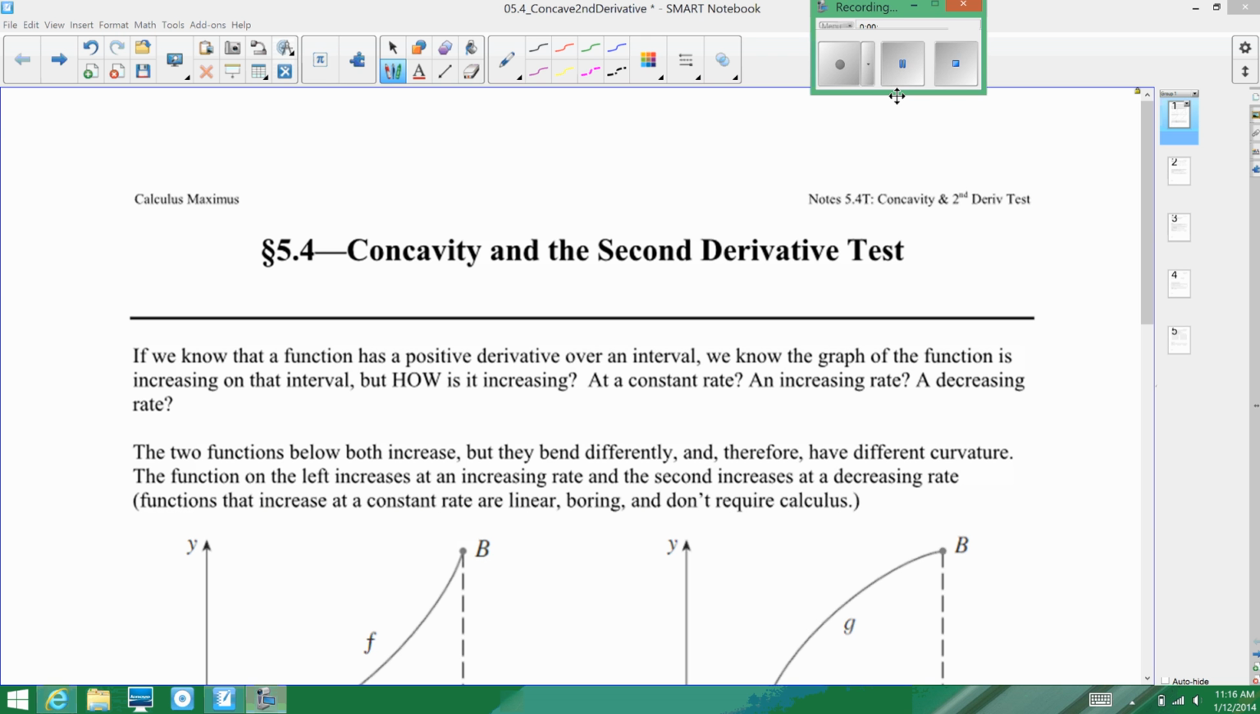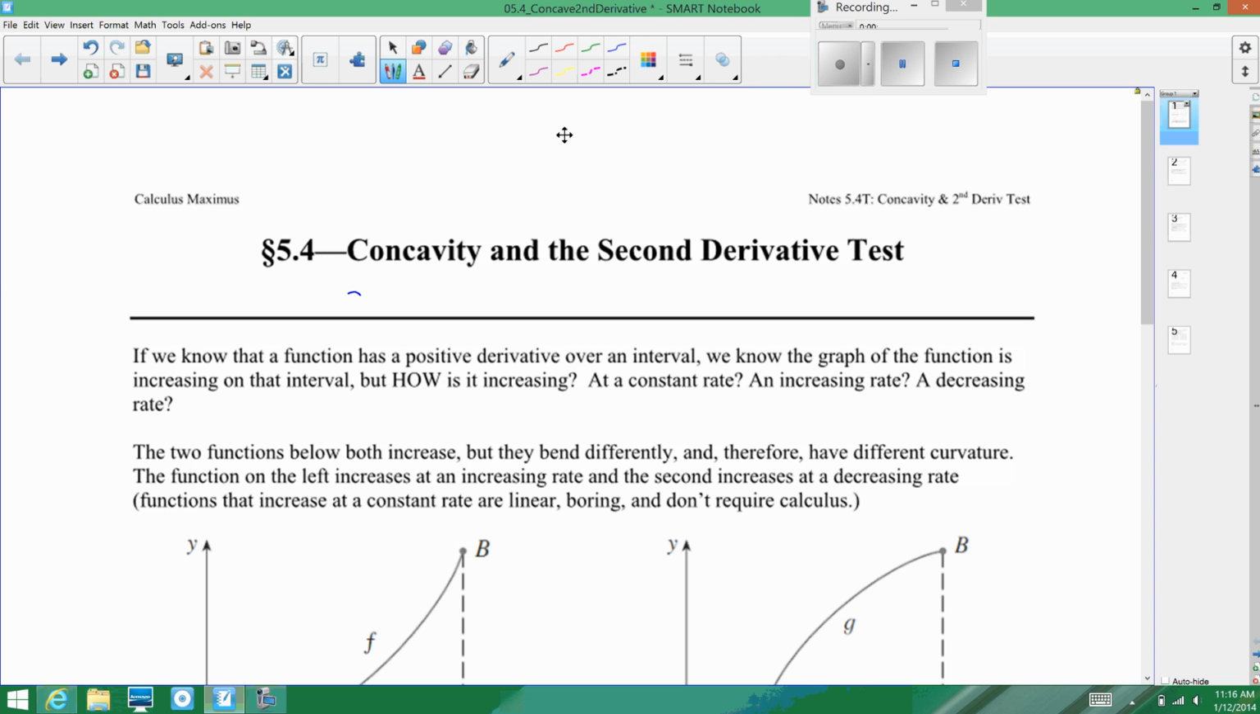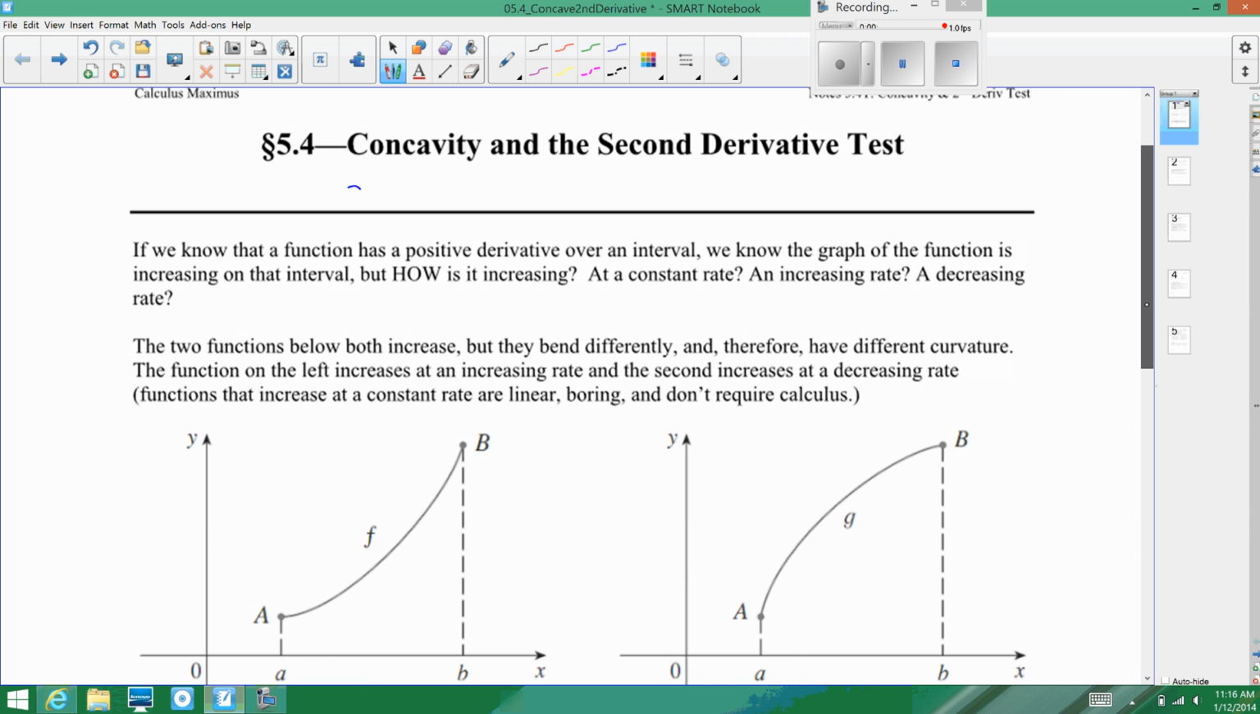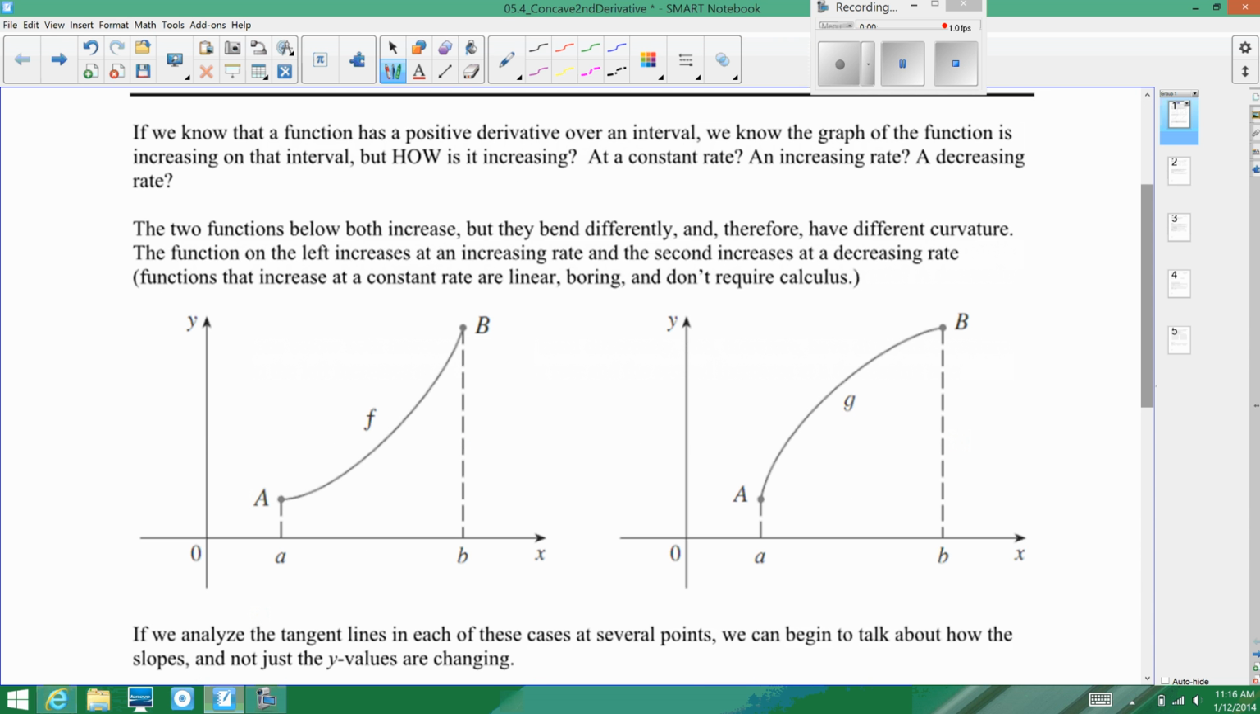All right, next section, concavity and the second derivative test. So we talked about the first derivative test last week, and that tells us where we have relative extrema. We're going to continue and look at some different ideas. We can tell where a function's increasing or decreasing by analyzing the first derivative.